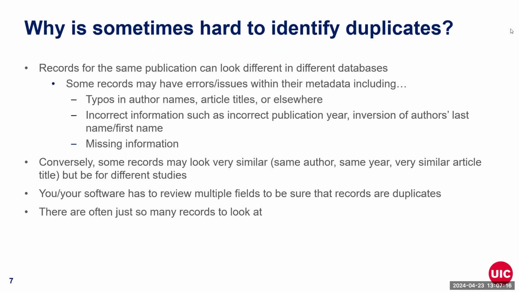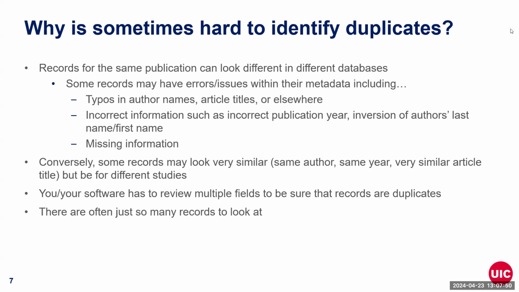So why is it sometimes hard to identify duplicates? Because it's one of those things that seems like it should be easy, but sometimes there are unexpected quirks that come up. As we mentioned before, records for the same publication, like the same article, can look different in different databases. Some records may have errors or issues within their metadata, including typos in author names, article titles, or elsewhere. Incorrect information, such as an incorrect publication year in the record in one database but not another.